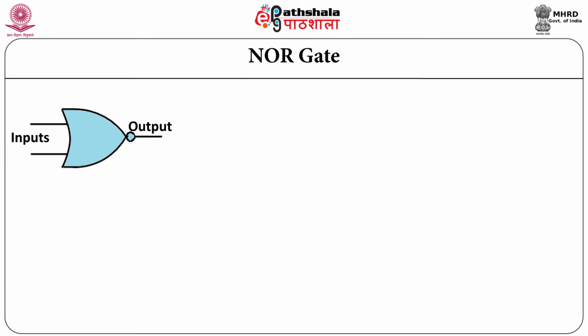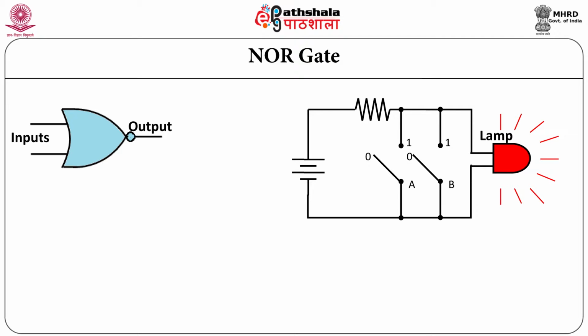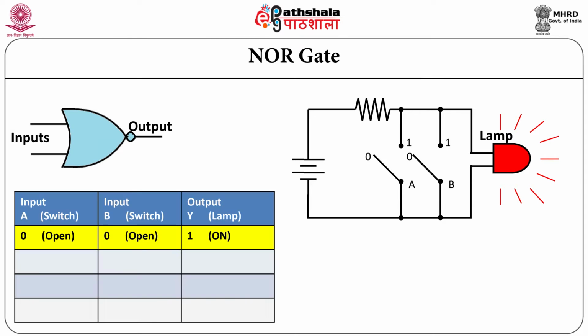NOR gate is basically a NOT OR gate. It performs logical ORing and then provides inverted or complemented output. Let us now study the logical operation of the NOR gate. The NOR gate produces a high output when both the inputs are low. In the NOR gate circuit constructed using switch analogy, the individual switch is in parallel with the battery and the lamp. The lamp is on when both the switches are open.